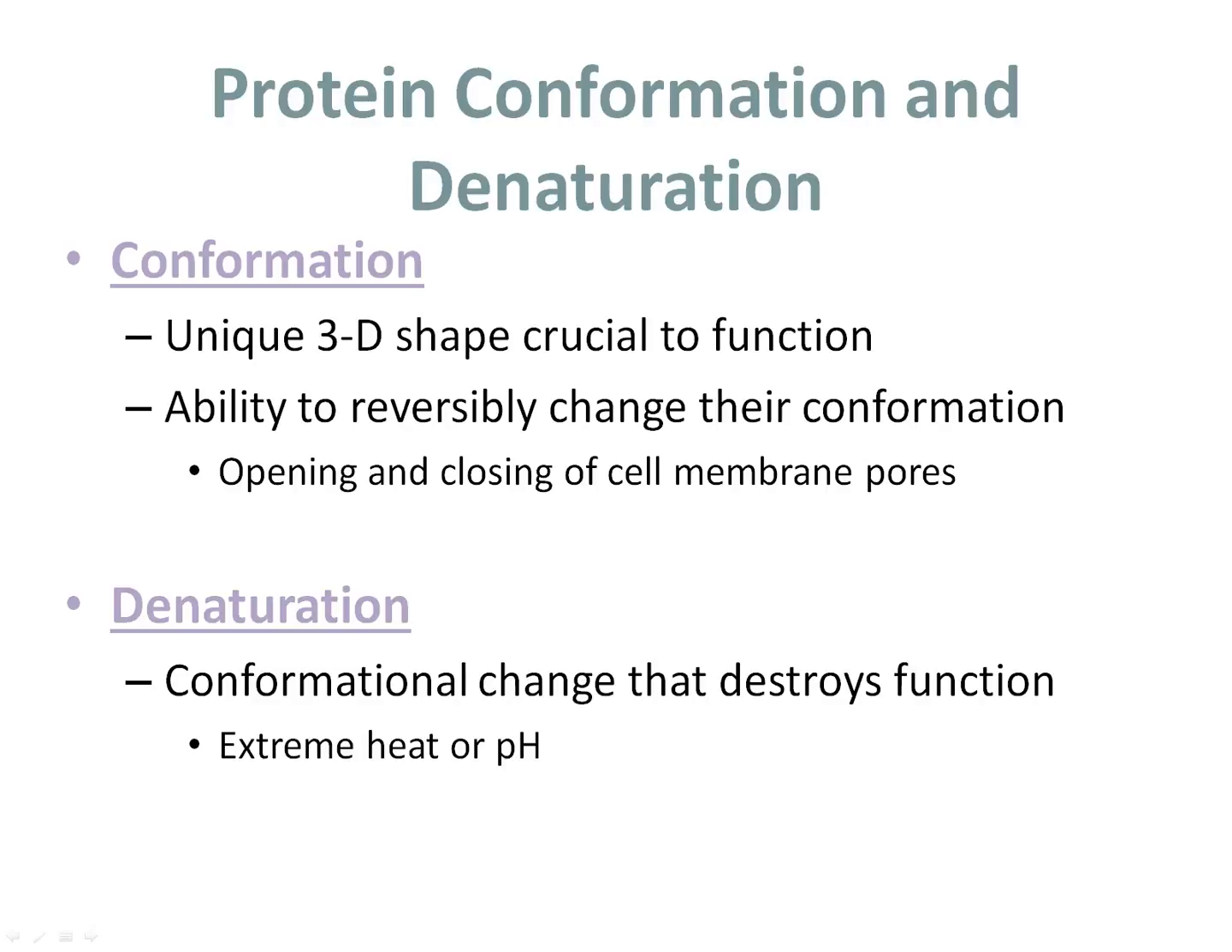Denaturation is when the conformational change occurs, so that 3-dimensional shape changes. But that is not a normal change, and when that change happens, it can't get back to the 3-dimensional shape it is supposed to be. So it's a conformational change that causes a loss of function. This can be caused by extreme heat or pH. This is what happens to the proteins in an egg when you cook it. The egg white starts out clear, and as you cook it, those proteins are denatured and they turn white.